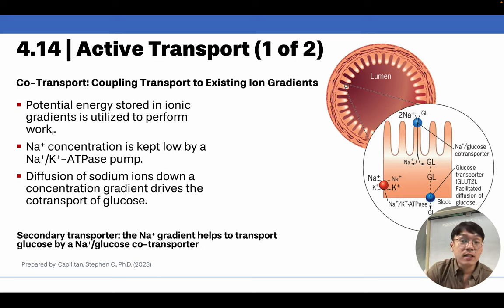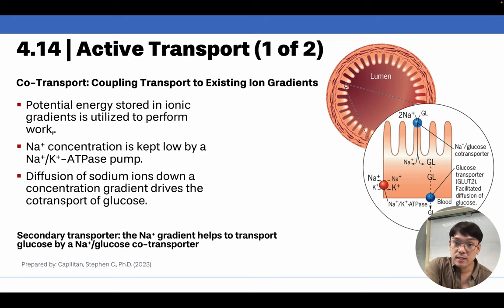Co-transport. So this is a coupling transport to existing ion gradients. There is potential energy stored in ionic gradients which is utilized to perform work. Sodium concentration is kept low by a sodium potassium ATPase pump, and diffusion of sodium ions down a concentration gradient drives the co-transport of glucose. So there is a co-transport happening here, where in the secondary transport, we're using energy stored in what?